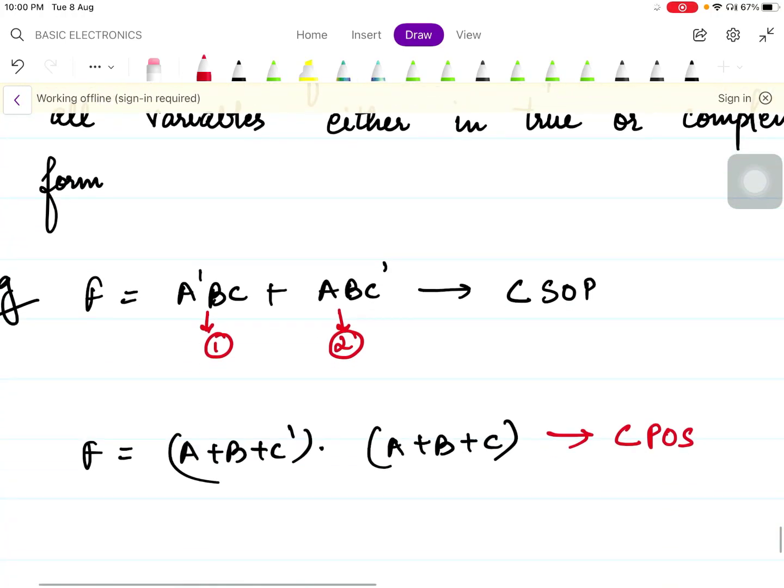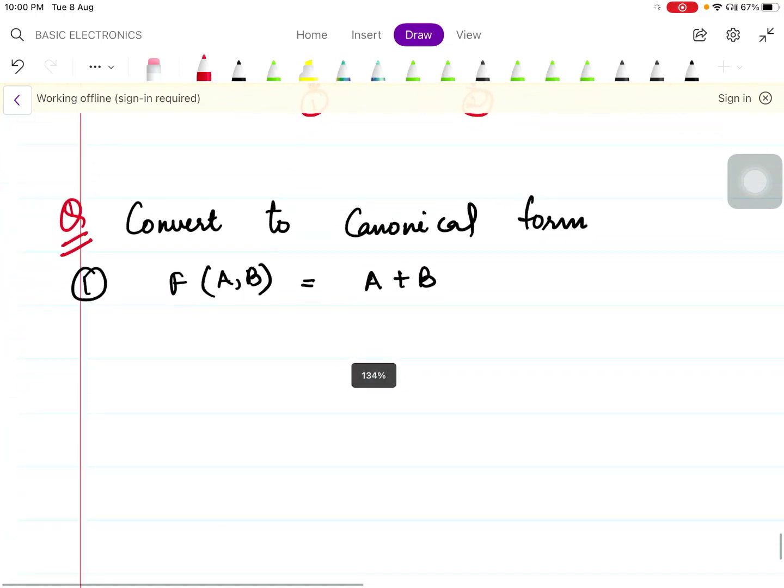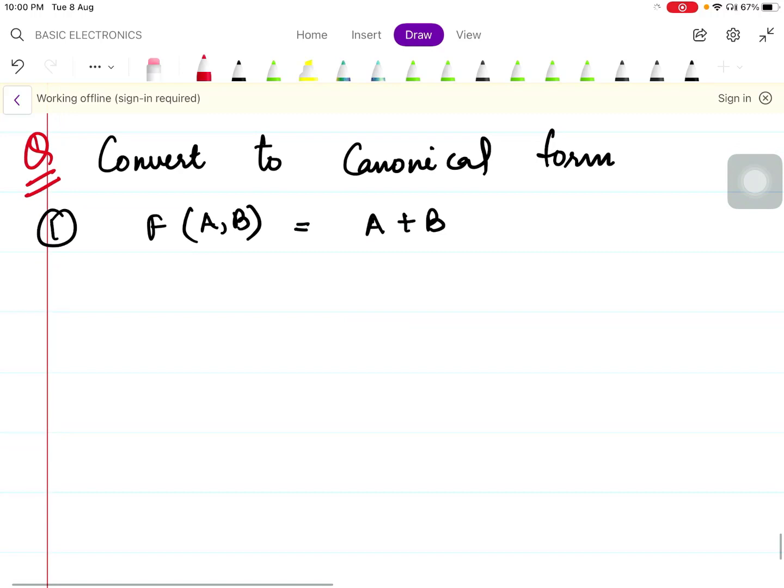Similarly, in another expression, again it has two terms, and in both the terms, we have all the variables either in their true form or in their complement form. So this is also canonical form, and this is canonical product of sum form. Now, let us see how to convert the standard forms into the canonical forms. Now, there is a question given.